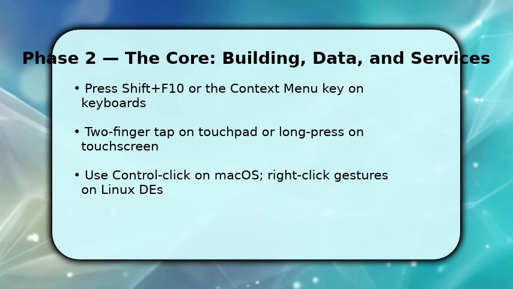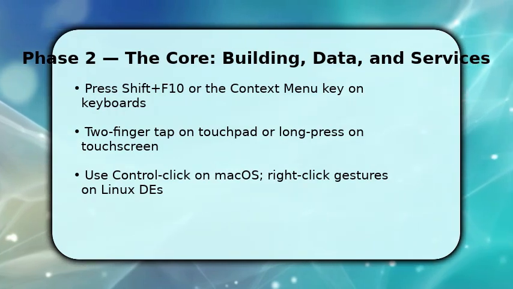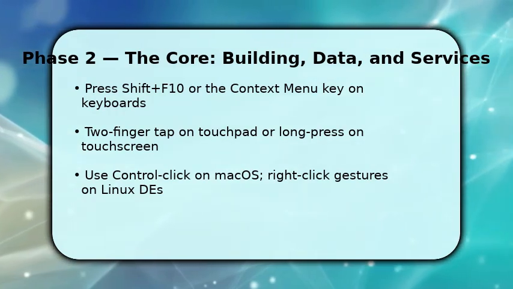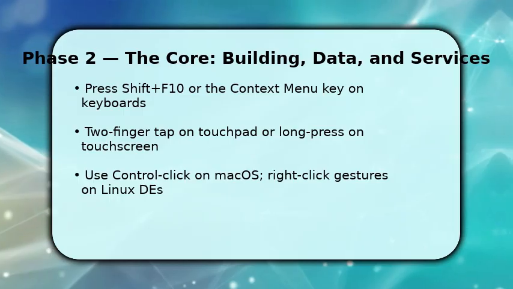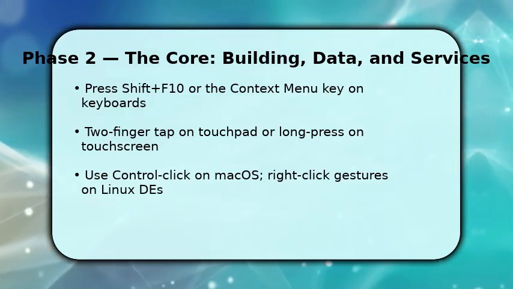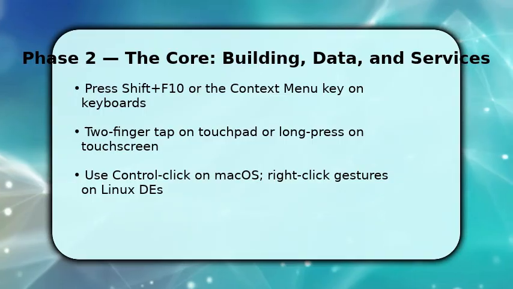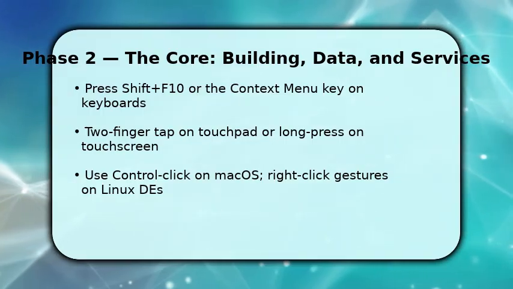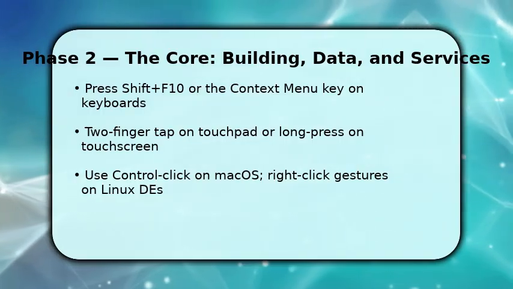Now you invoke the context menu using the method your device supports. If you have a context menu key, press it. Otherwise, press Shift plus F10. This works across many apps. For touchpads, use a two-finger tap or configured gesture. On touchscreens, long press until the menu appears.